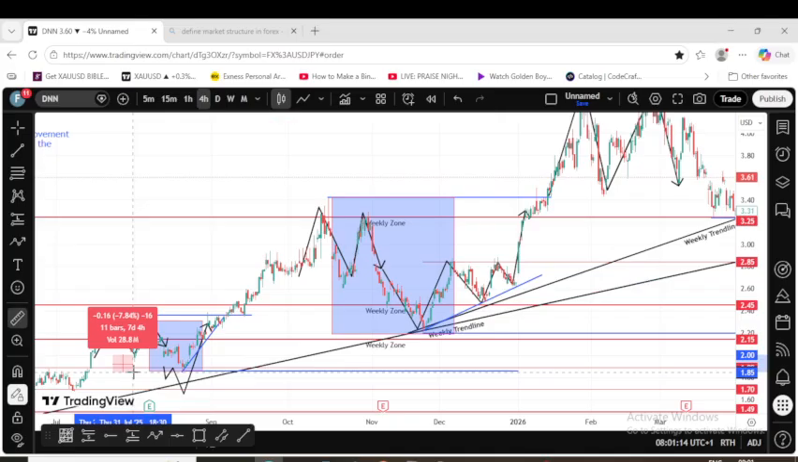Let me measure this one first. This is about 97 points. So we should be expecting at least maybe like 60 points retracement. So I don't think there's much of a correlation there either.